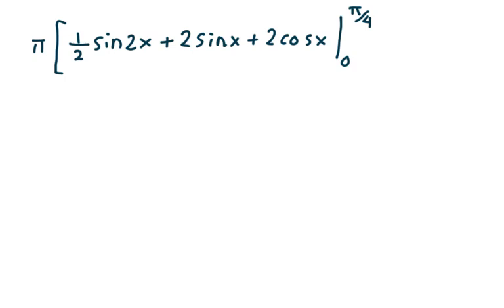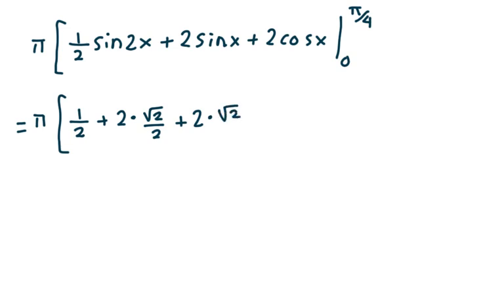If I plug pi over 4 in for x, remember, sine of pi over 2 is 1. And so we get 1/2 plus 2 times sine of pi over 4, which is square root of 2 over 2. And then cosine of pi over 4 is also square root of 2 over 2. So we get 2 times square root of 2 over 2 plus 2 times square root of 2 over 2. Right here.